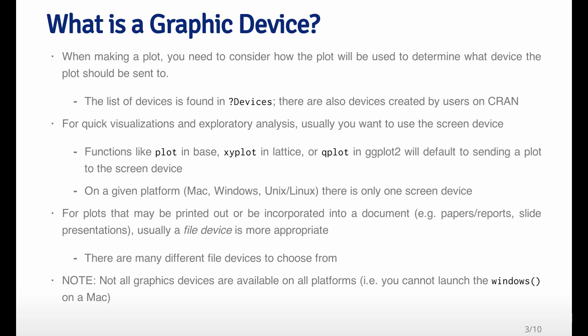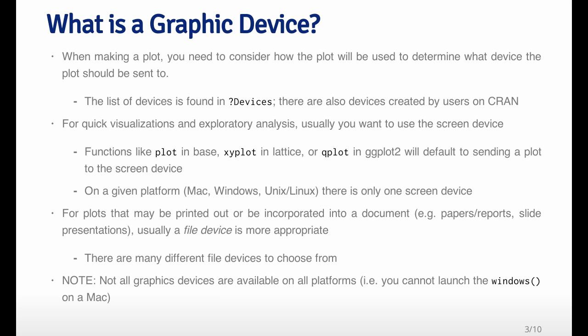When you're plotting data and doing some visualizations and exploratory analysis, usually the most obvious place to send a plot is the screen device. You call a plot function like plot or xyplot, or maybe you're using qplot in ggplot2, and the plot will go to the screen device. Then you can look at your data very quickly and decide what you want to do for the next plot. On any given platform, whether you're using a Mac or Windows or Unix, there's only one screen device. So you don't have to make any choice about what screen device you're going to send it to. There's only one place to go, so you don't have to worry about it.